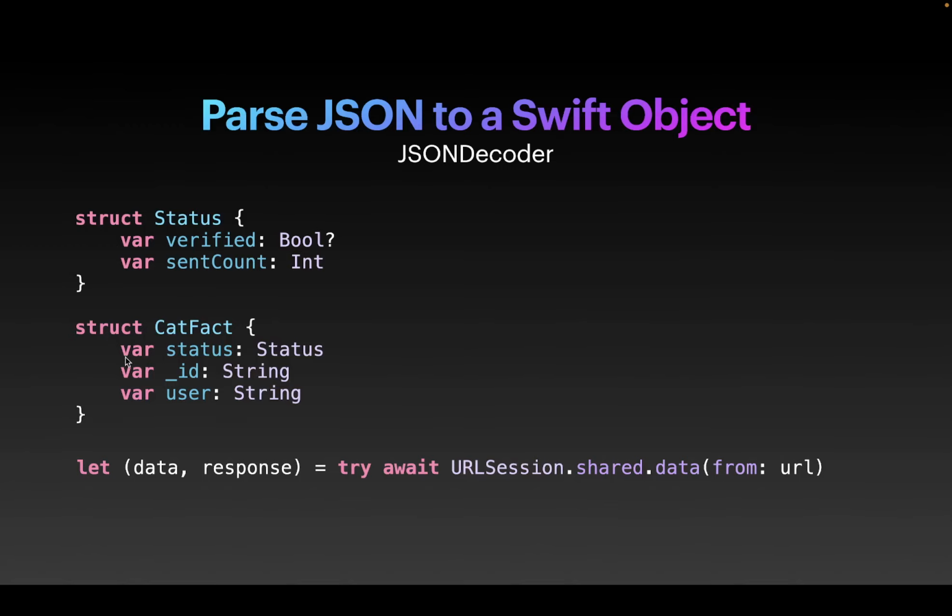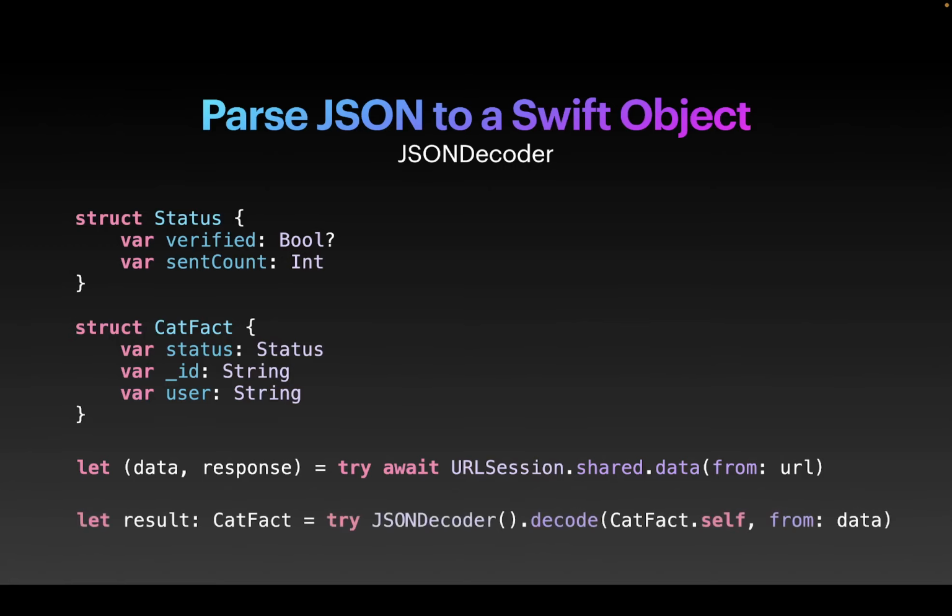So I took these two structs, which were defined before. Still remember those two things? The first one is status, and the second one is cat_fact. These two structs I defined in the previous slides. And this is the API call, the web API request we initiate with the try await thing. Now let's take a look at this one.